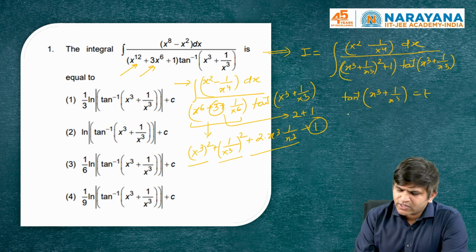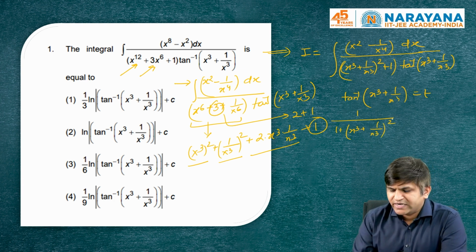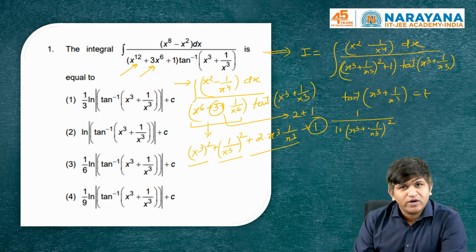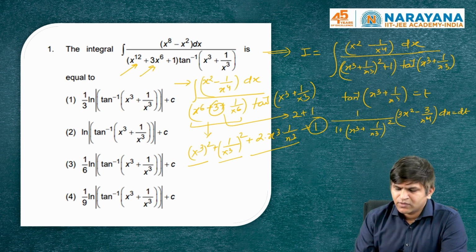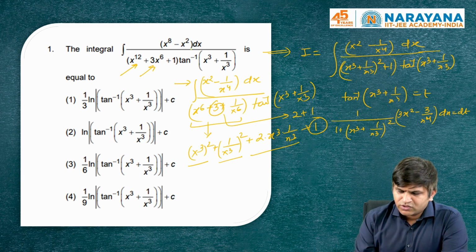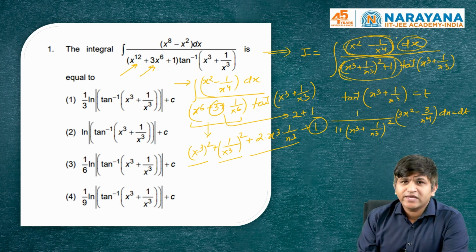Now we substitute tan inverse of (x^3 + 1/x^3) as t. Differentiating both sides, we get 1 over [1 + (x^3 + 1/x^3)^2] times the derivative of x^3 + 1/x^3, which is 3x^2 - 3/x^4, dx equal to dt. So the part (x^2 - 1)/x^4 dx we can replace with dt/3.